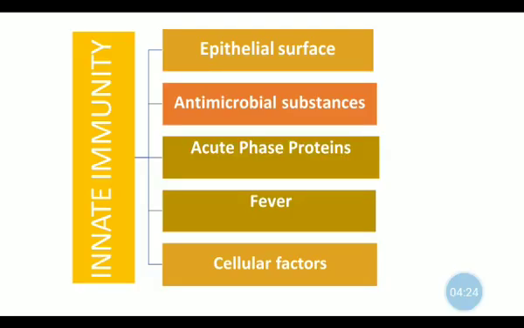Let us study in detail about innate immunity. It is a natural defense system of the body. Various types of barriers which prevent entry of foreign agents into the body are epithelial surfaces, antimicrobial substances, acute phase proteins, fever, and cellular factors.